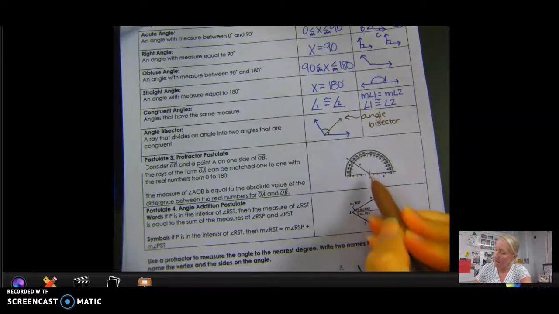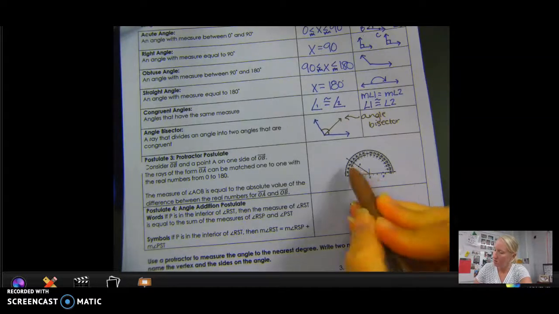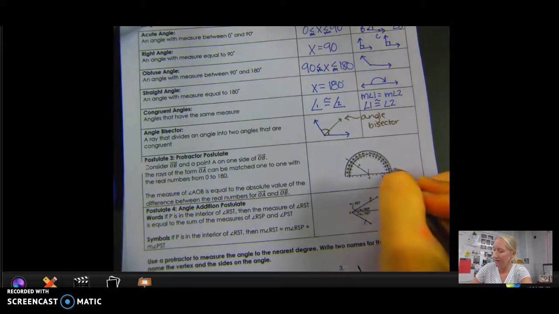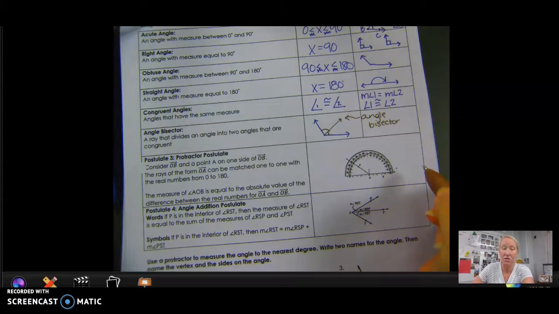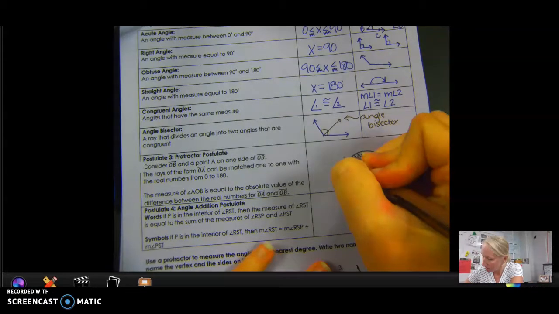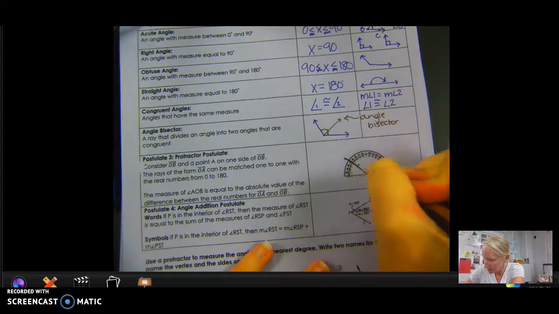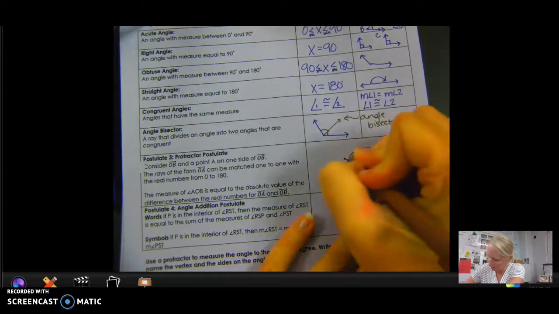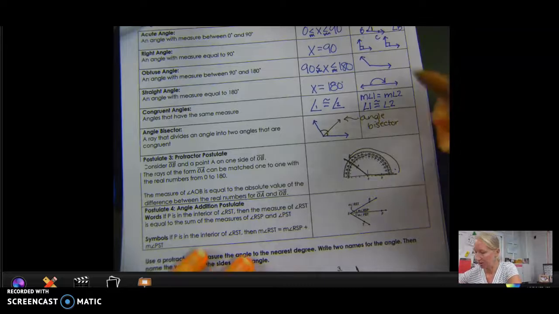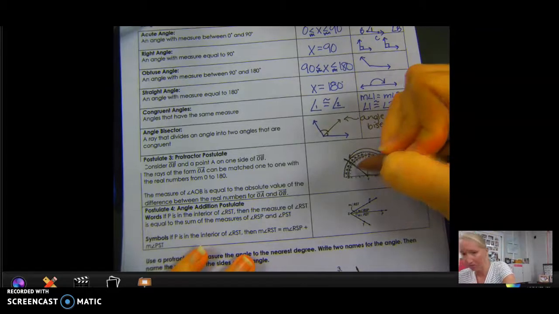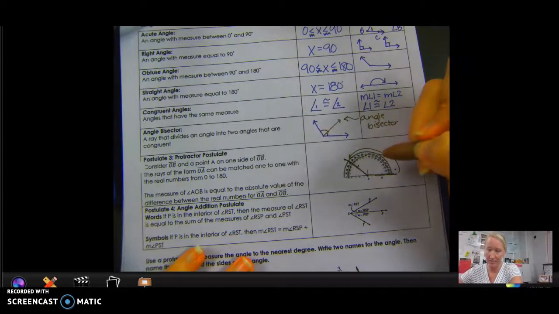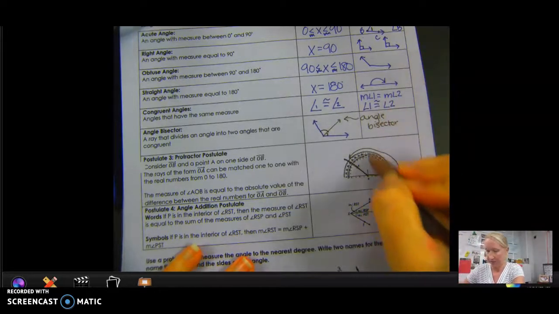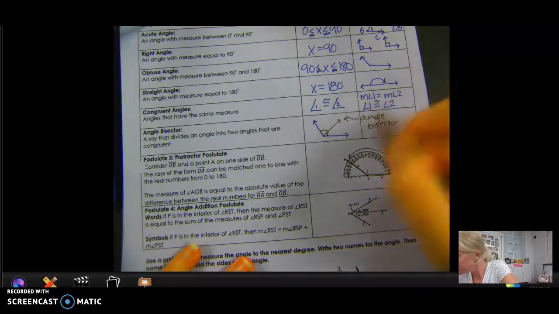Rays O to A can be matched 1-to-1 with real numbers between 1 and 180 degrees. So they're just saying that you can measure an angle using a protractor. Now, if I'm talking about this angle right here, that is more than 90 degrees. As I'm reading this, when you use a protractor, you're going to hit two numbers: a number that's acute and a number that's obtuse, except if you're hitting 90 degrees even.